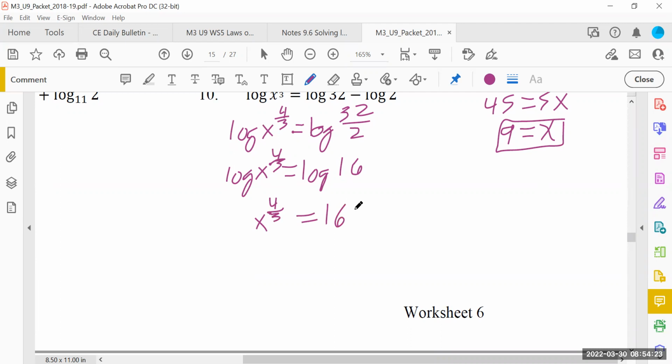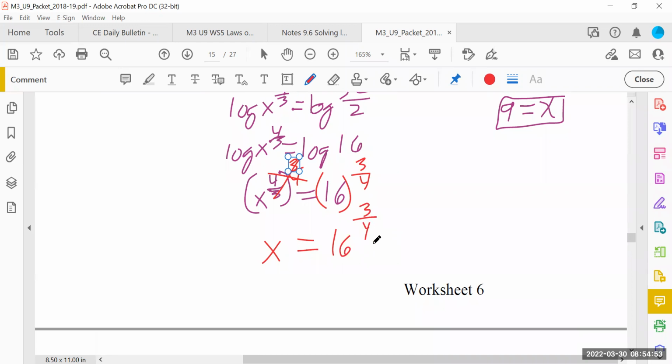Sarah, what would you do next? Yes, so raise both sides to the reciprocal, 3 over 4. Choose a different color here. 3 over 4, 3 over 4, 3's cancel, 4's cancel. X is equal to 16 to the 3/4. Now, I told you guys that you could do this as the 4th root of 16.